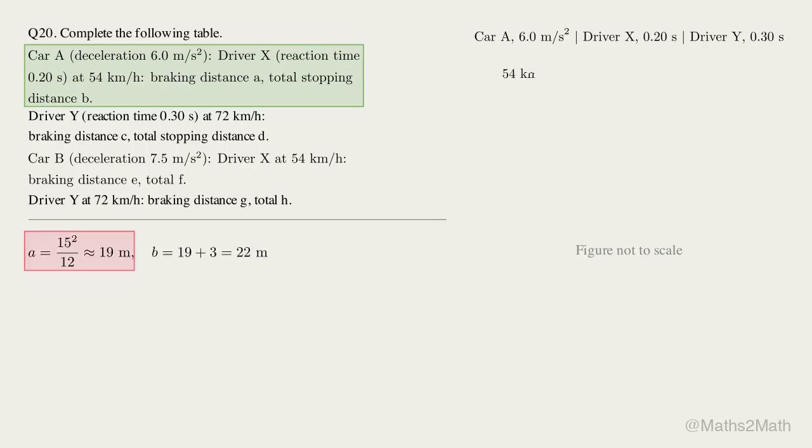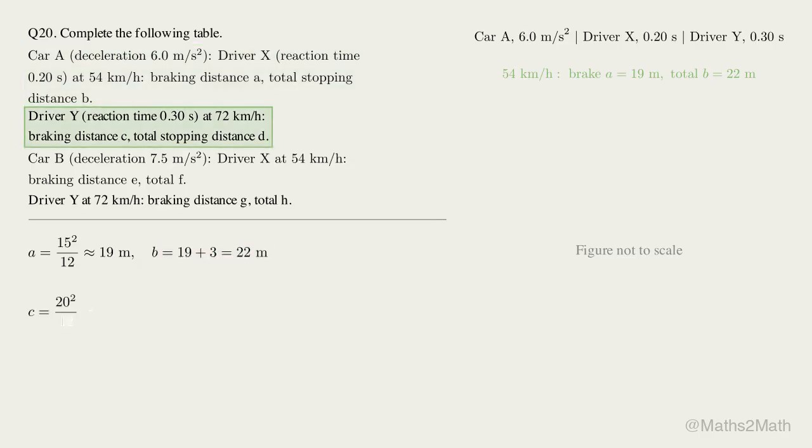Car A, driver X at 54, u is 15. Braking 225 over 12 is 18.75, about 19 meters. Reaction adds 15 times 0.2, 3 meters, total about 22. Car A, driver Y at 72, u is 20. Braking 400 over 12, about 33 meters. Reaction adds 20 times 0.3, 6 meters, total about 39.